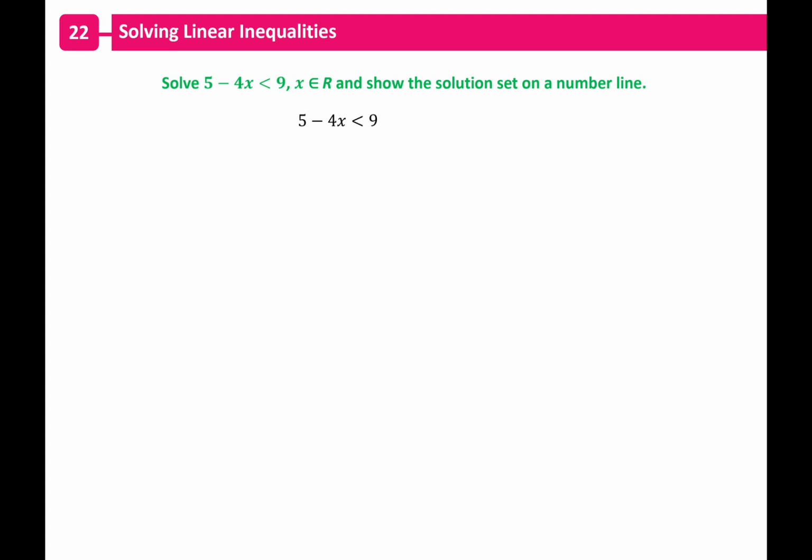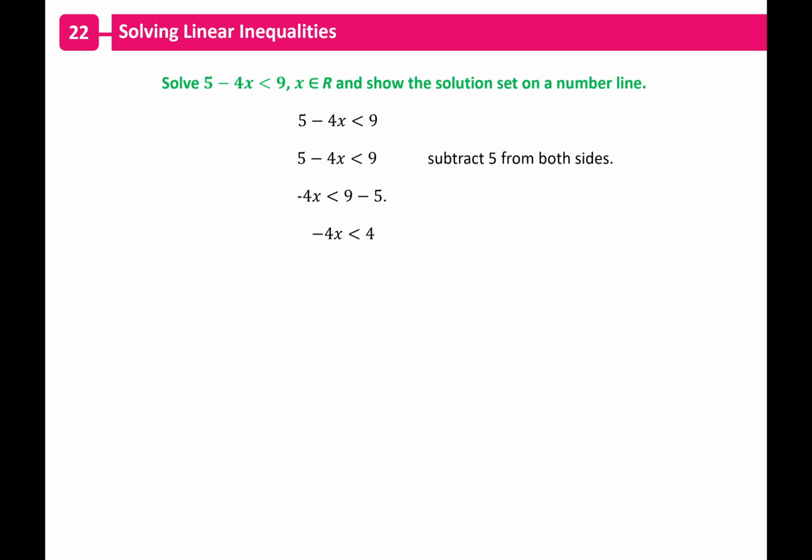Okay, so let's try and solve this question. We have 5 minus 4x is less than 9. So I want x's on the left and numbers on the right. To move our 5 to the other side, I do the opposite, which means that I minus 5 from both sides of my equation. This leaves me with minus 4x is less than 9 minus 5, which gives us minus 4x is less than 4.